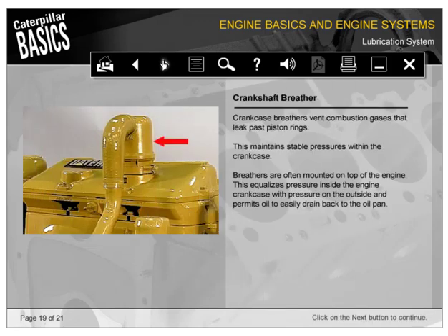Crankcase breathers vent combustion gases that leak past piston rings. This maintains stable pressures within the crankcase. Breathers are often mounted on top of the engine. This equalizes pressure inside the engine crankcase with pressure on the outside and permits oil to easily drain back to the oil pan.